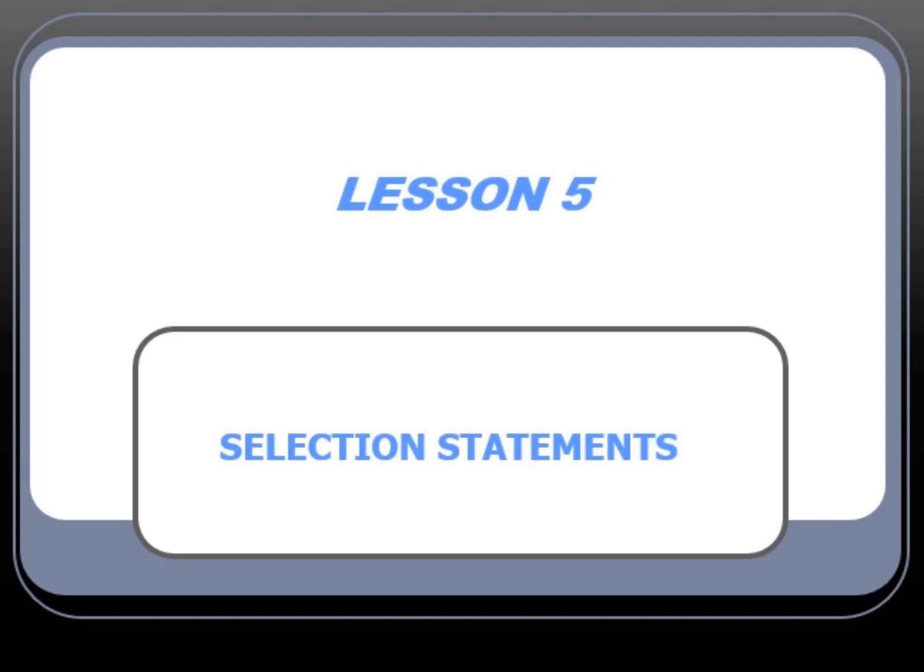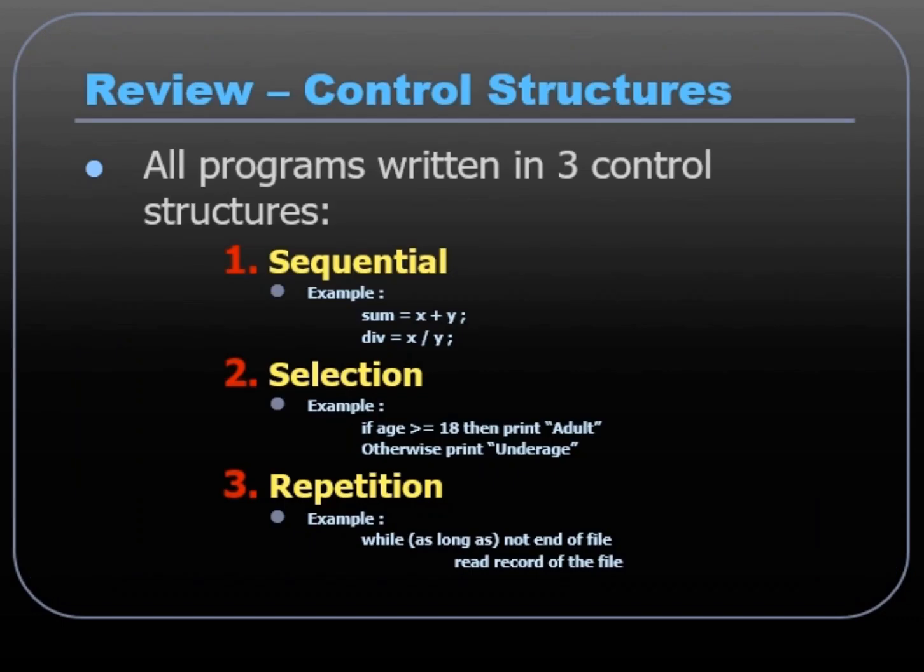In this lesson, lesson 5, we will be covering selection statements. Let us review. There are three control structures: sequential, selection, and repetition. Control structures are how programs are written. So there are three ways. The first is sequential. It is doing line by line, from top to bottom, one by one.